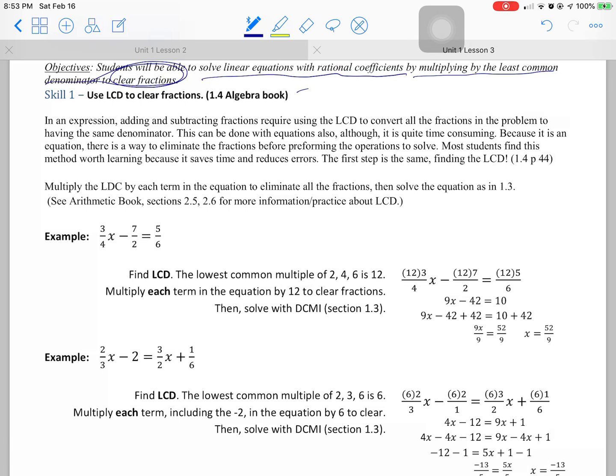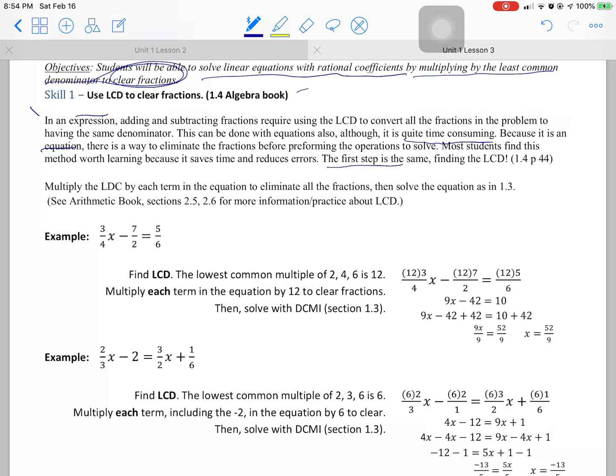So, in an expression, adding and subtracting fractions requires using the LCD to convert fractions in the problem to have the same denominator. This can be done with equations also. So in expressions, you need to convert, okay? In equations, you can, but it's very time consuming. So when you have an equation, there is a way to eliminate the fractions before performing the operations. Most students find this method worth learning because it saves time and reduces errors.